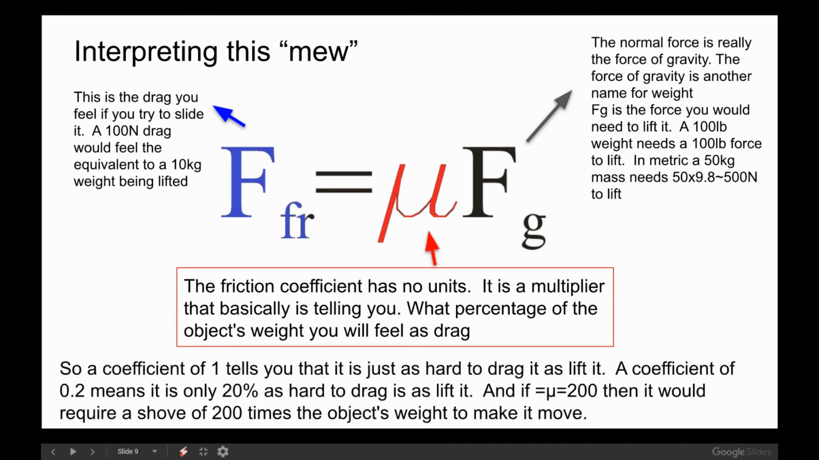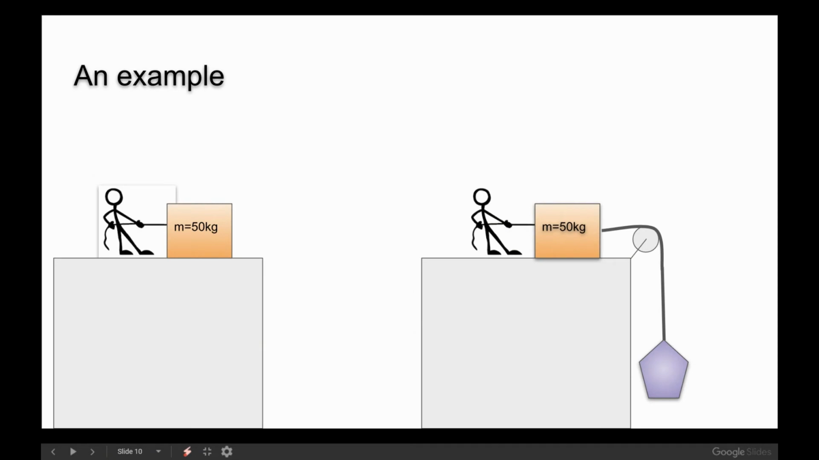Now, if mu reached 200, you might as well pick it up. Because if mu goes over 1, then it's harder to slide it than it is to lift it. And you've probably all been in situations where you discovered some objects are so hard to slide, you might as well just pick them up or put them on wheels because the drag is too high. Here would be an example.